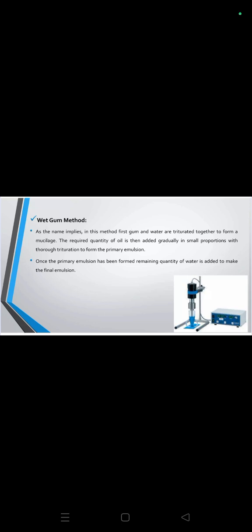Then, wet gum method. This method involves the same proportion of oil, gum and water for the primary emulsion as the dry gum method. In this method, acacia is triturated with water till a mucilage is obtained. To this mucilage, oil is added at intervals with constant and rapid trituration, which is continued even when all of the oil has been added. The emulsion is completed following the usual procedure.